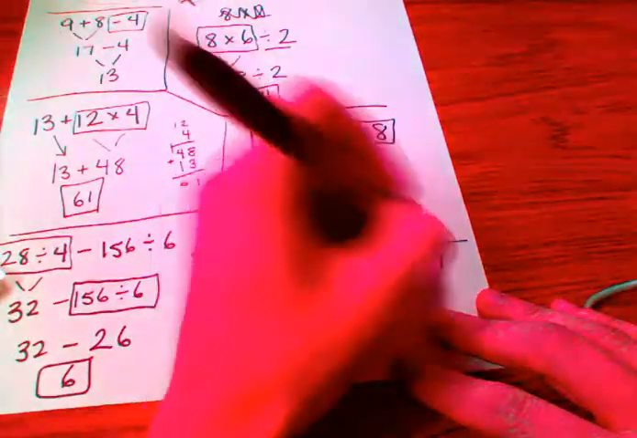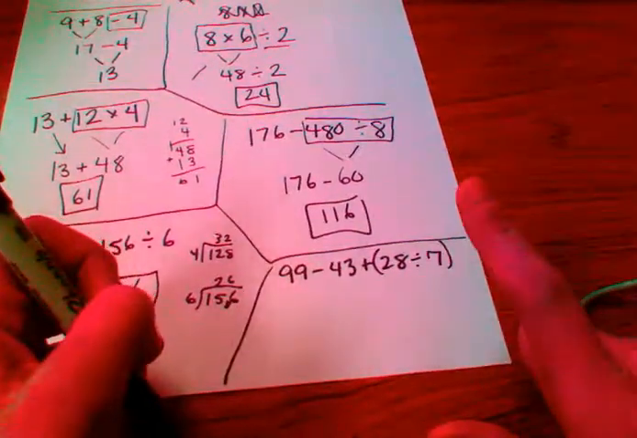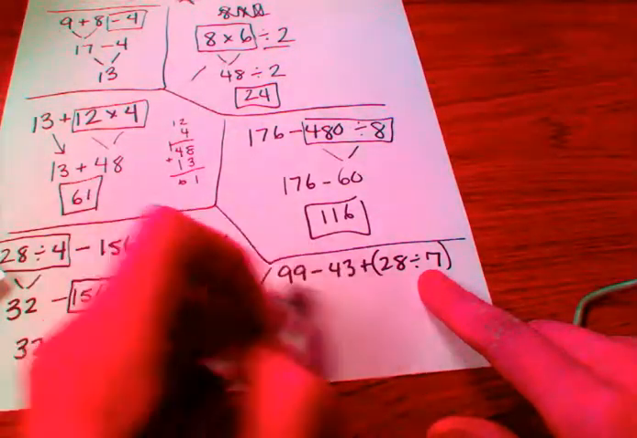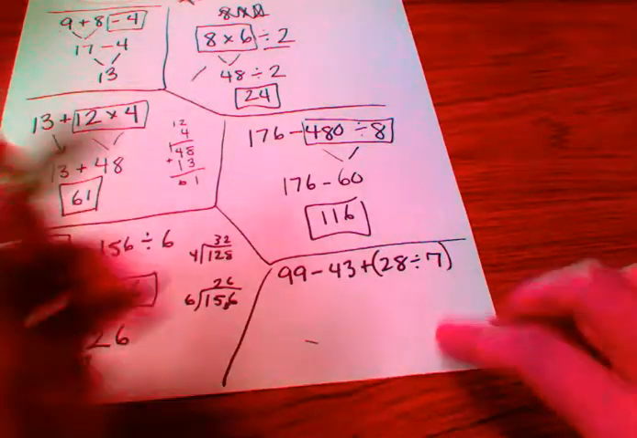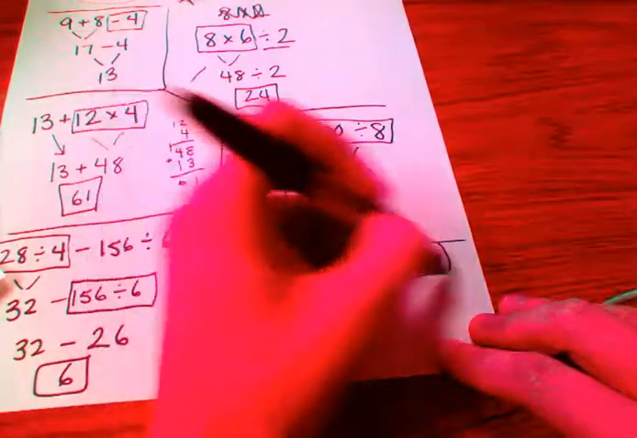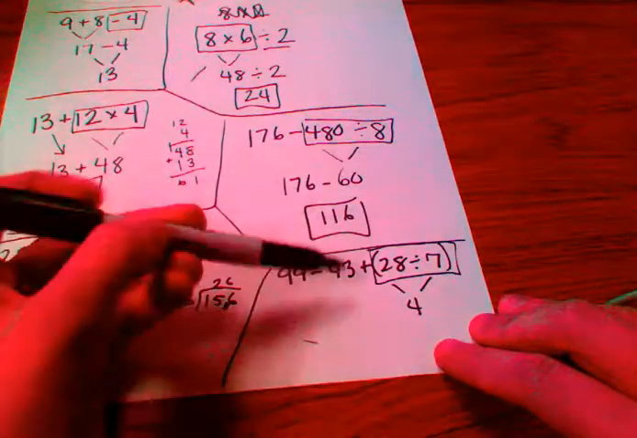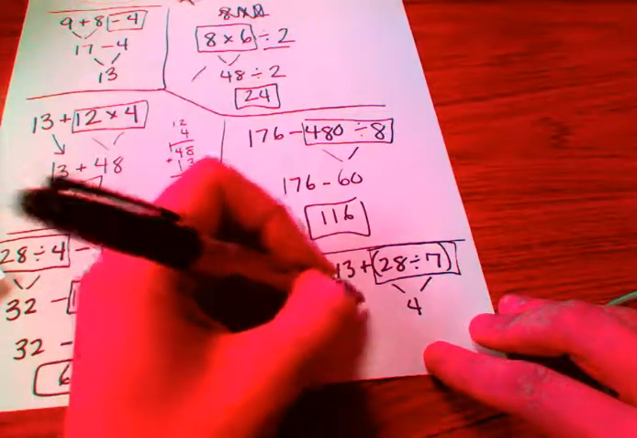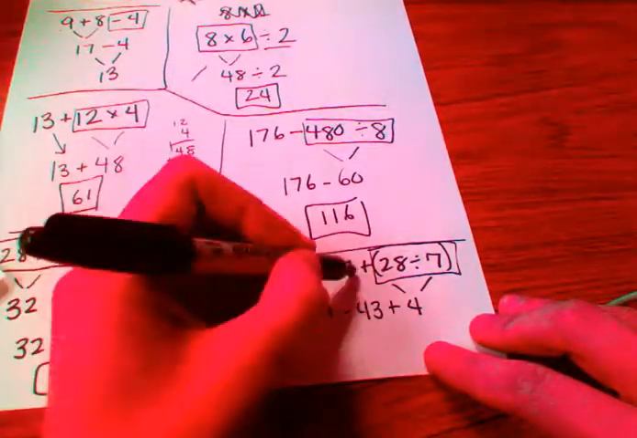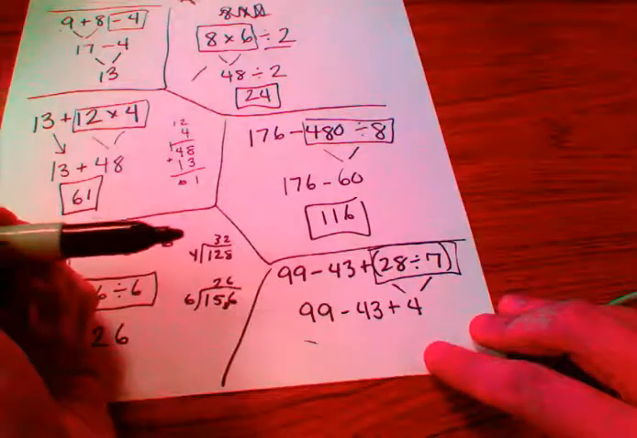And 28 divided by 7 is in parentheses. So this has to be taken care of first before I can even start looking at the subtraction and addition over here to figure out what to do. So let's take care of this 28 divided by 7. I know 28 divided by 7 is 4. But now I have to bring all of this down. So bring down the 99 minus 43 plus. And then there's our 4. That's what this whole box represents.